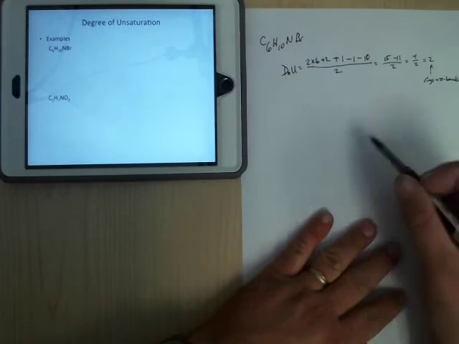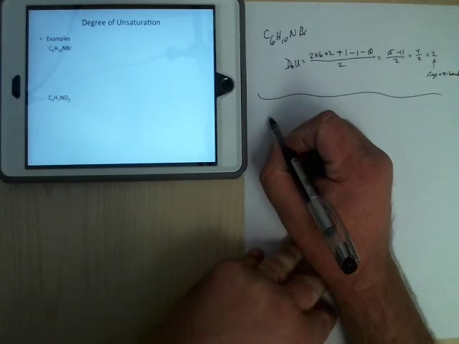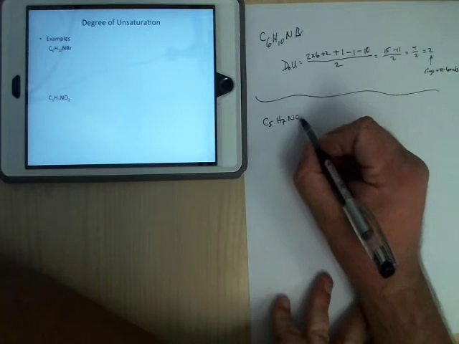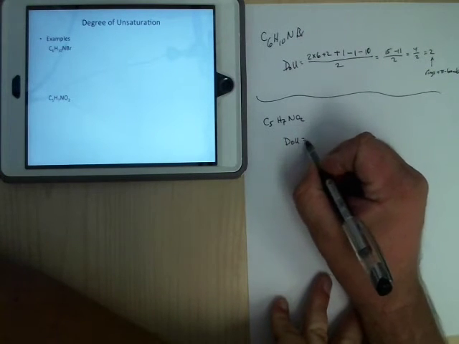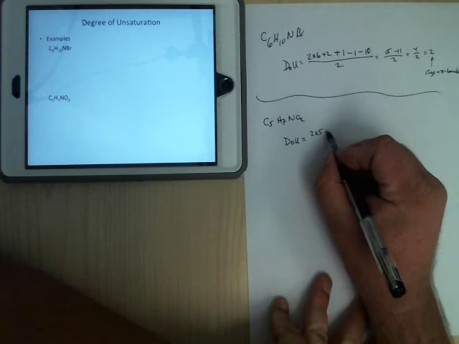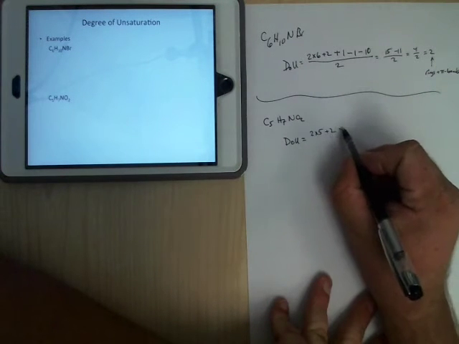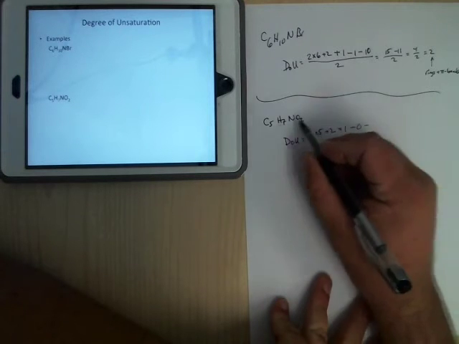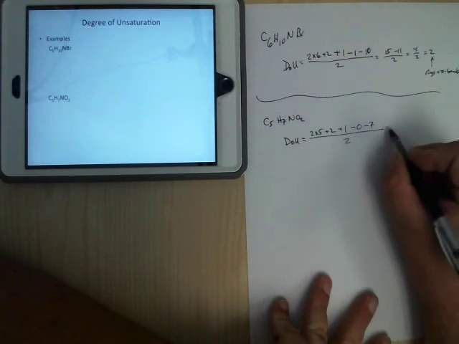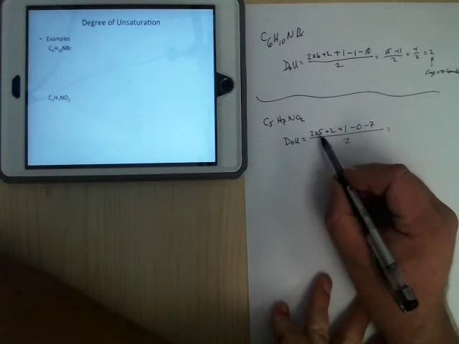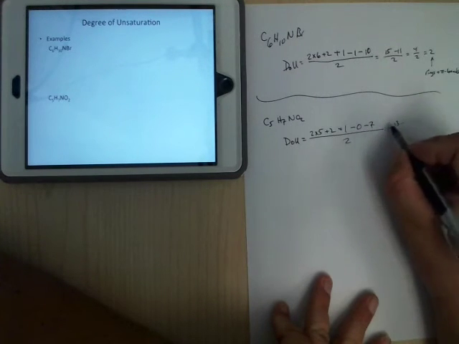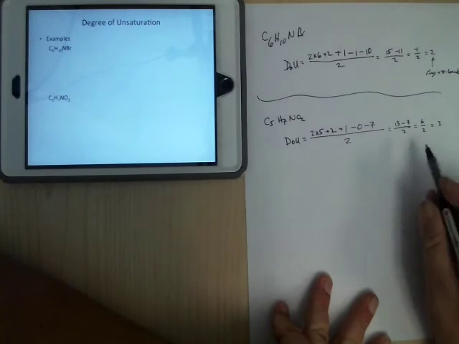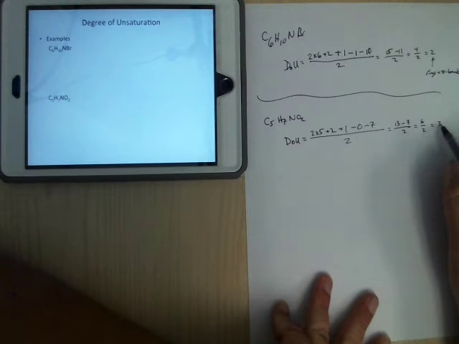So for here, we can have C5H7NO2. The DOU is 2 times 5 plus 2. We have a nitrogen. We don't have any halides, so that's a 0. Minus 7 hydrogens, all divided by 2. So this is 10, 12, 13, minus 7, all divided by 2. 6 divided by 2 is 3. So here again, the number of rings and pi bonds is 3.